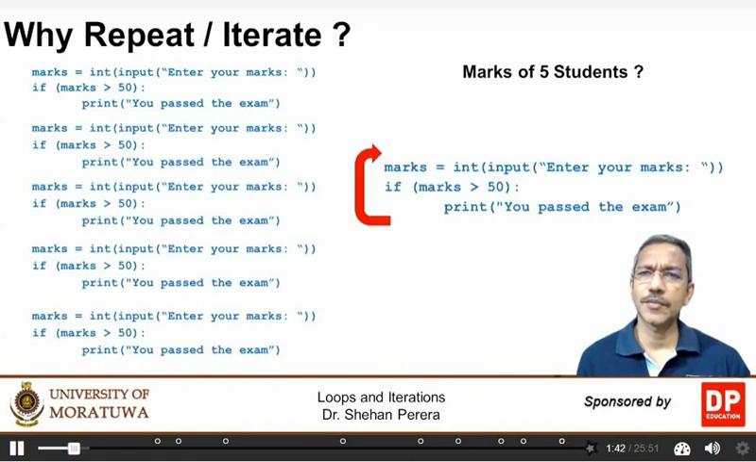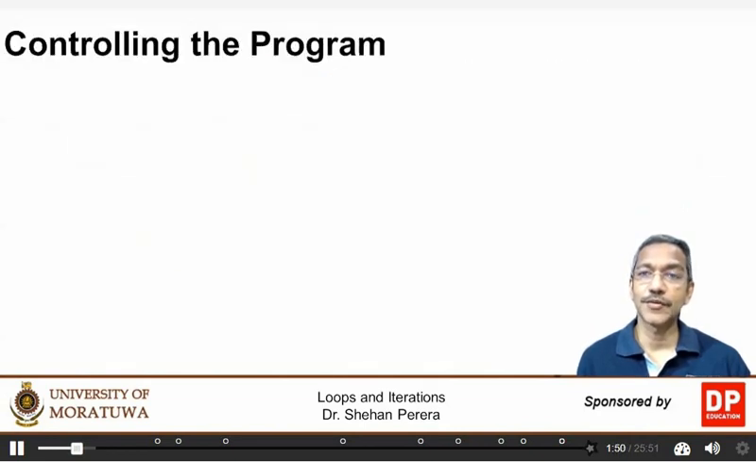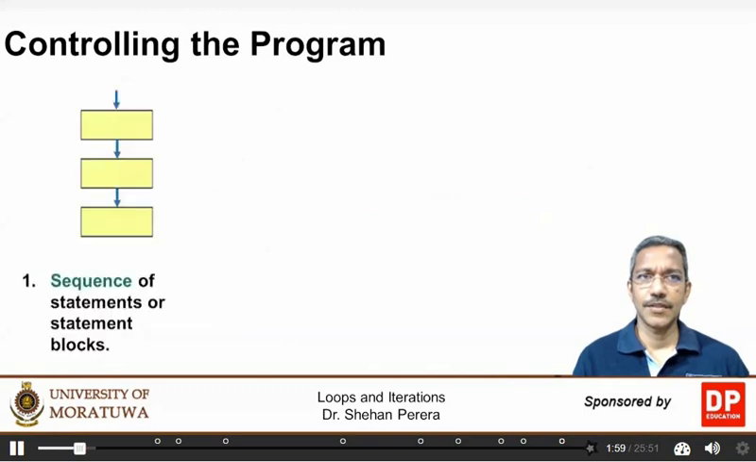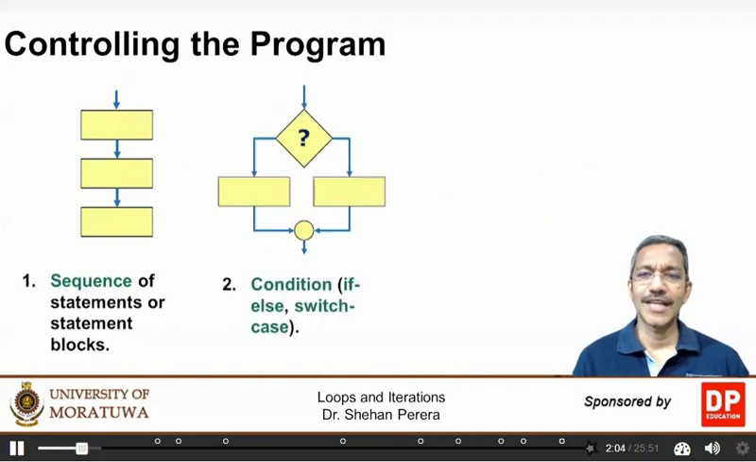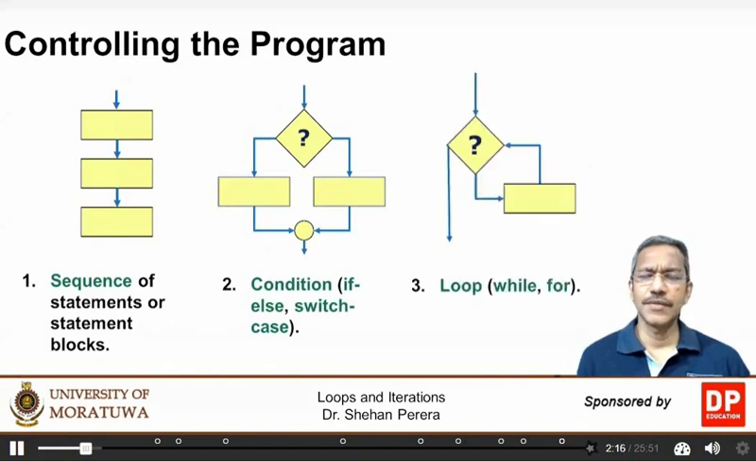If it is 5 students, it's not a problem. But if you have about a million or 100,000 students, then it's going to be a problem to just copy and paste the code and try to do repetition by sequence. We already know that we can use sequence to go through a sequence of code in a program. We also looked at how we can decide which way to go based on a condition. If the condition is true, we go in one direction, and if it is false, we go in another direction. Today we are going to look at how we can use repetition or iteration in the code.